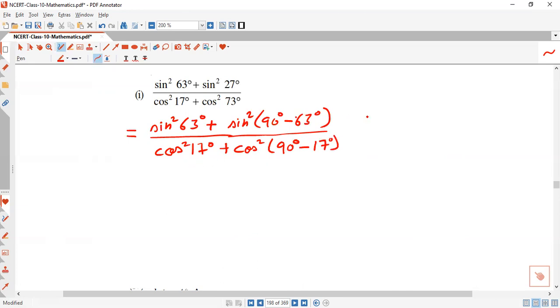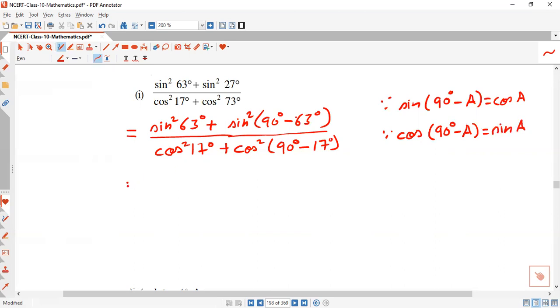Since you know the formula, we know these formulas: sine of 90 degree minus A equal to cos A, and cos of 90 degree minus A equal to sine A. So this value becomes what?